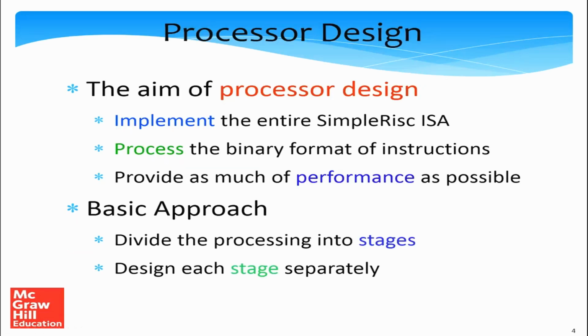So let's take a look at processor design. The aim is to design a processor with transistors and all the logic gates that we have learned, and also using all the digital elements that we have learned in chapter 6. The main aim is to implement the entire simple RISC ISA. We will get the instructions in a 32-bit binary format, and we need to provide as much performance as possible, where performance is defined as the inverse of the execution time of a program. So we want programs to run as fast as possible.